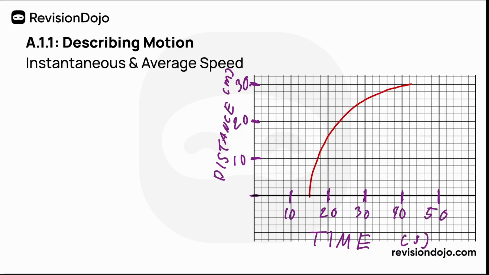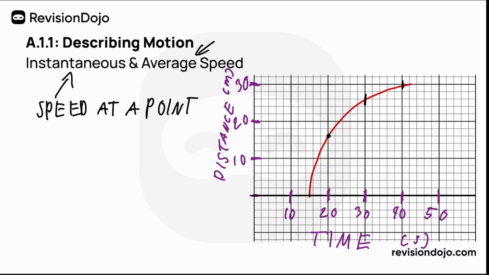So that's why there are two terms that you need to know. First off, instantaneous speed. So instantaneous speed just means speed at a point. Remember that, it's speed at a given point. So for example, the instantaneous speed at this point is going to be the gradient of the graph at that point. How do we find that? We'll find out in a bit. Average speed, as the name indicates, is the average speed in a certain interval of time. So for example, I can try to calculate the average speed between t equals 30 and t equals 40.